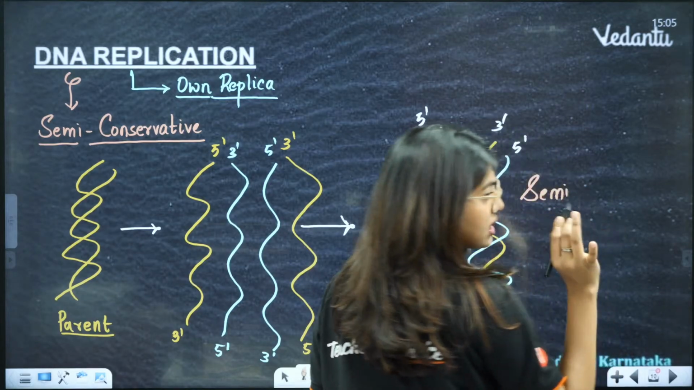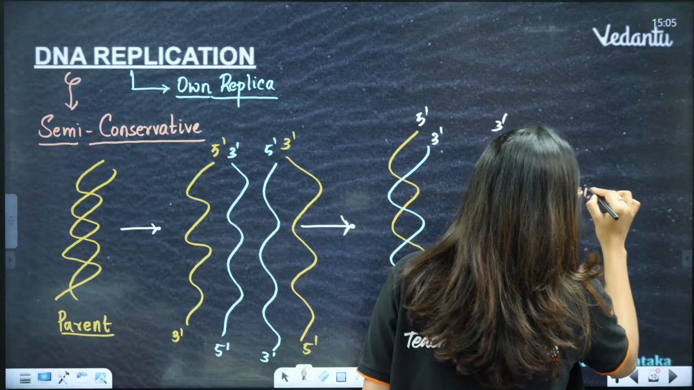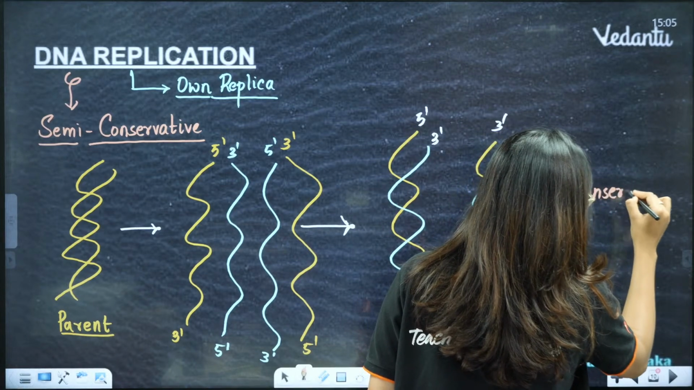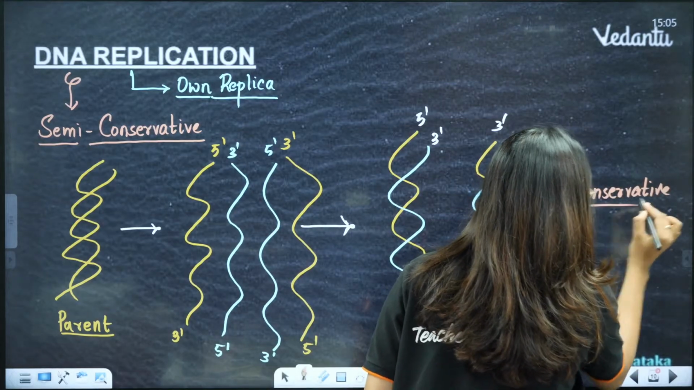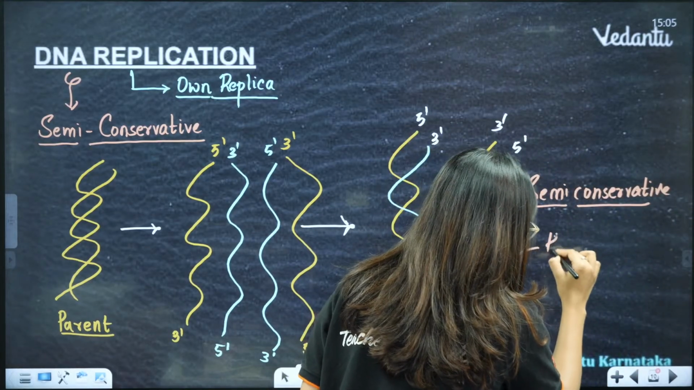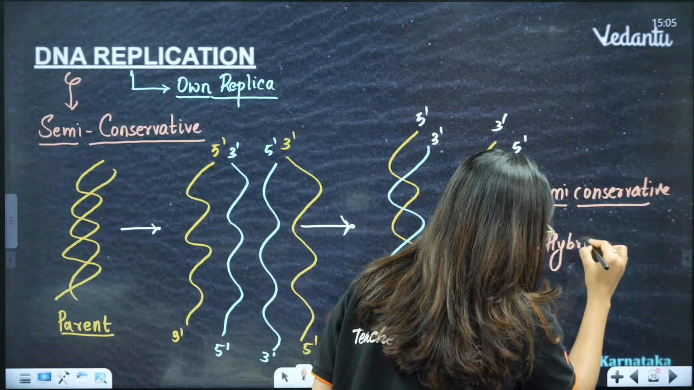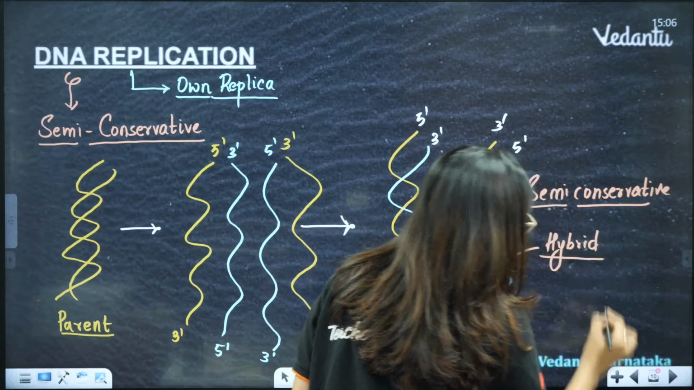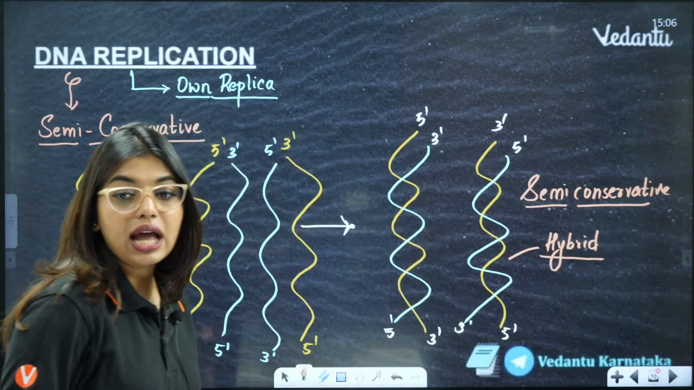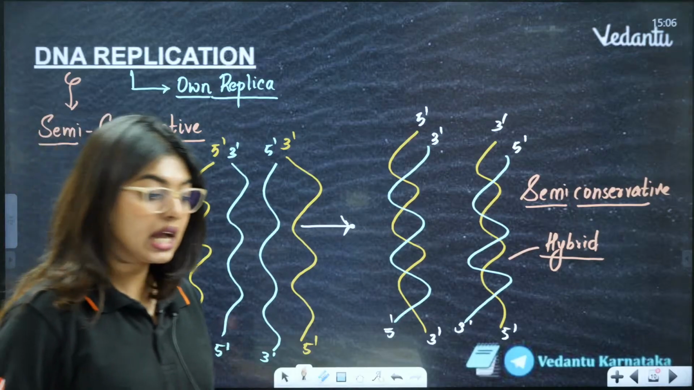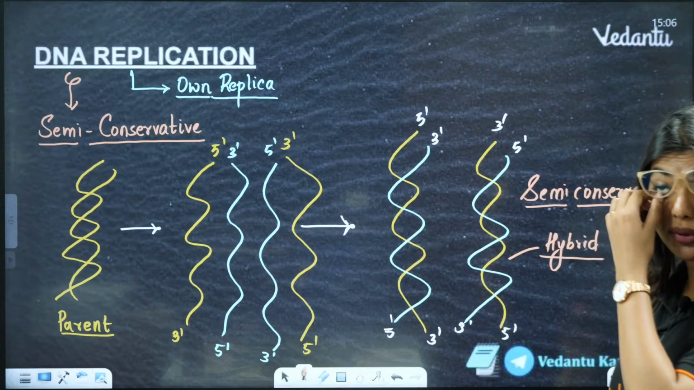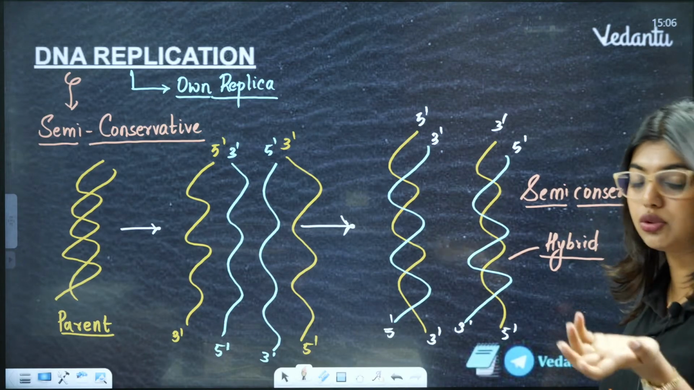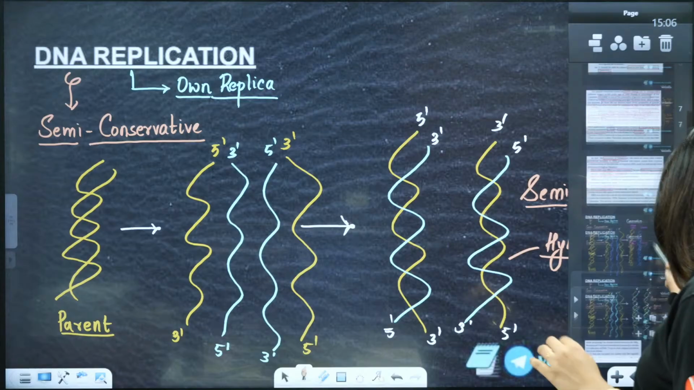One is the parent strand, one is the daughter strand. Or one is the template and one is the newly formed strand. So we call this semi-conservative and we call these strands hybrid strands. So this is how your DNA replication is going to happen. With the help of colors, it is easier to understand.